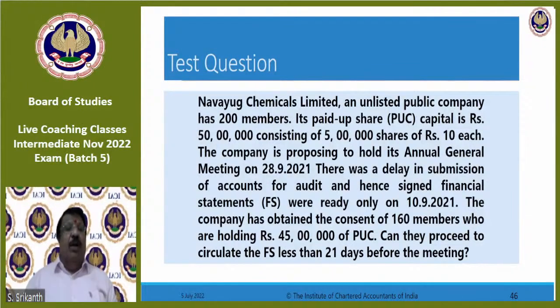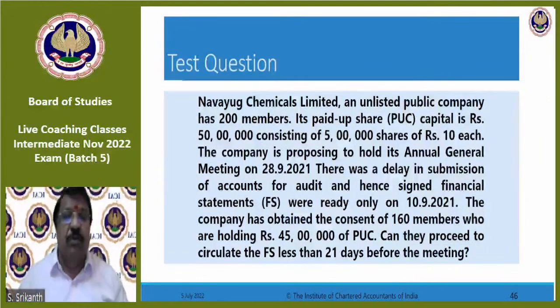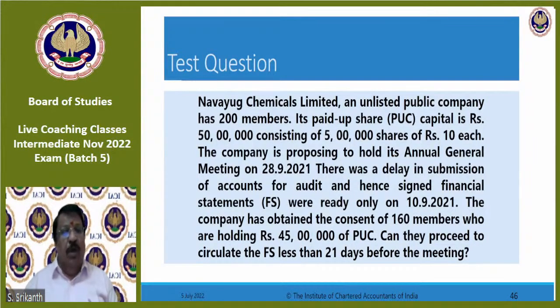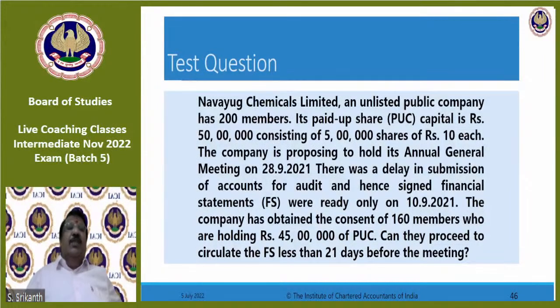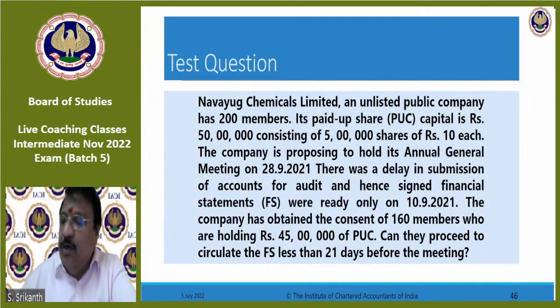There is a delay in submission of accounts for audit, and hence signed financial statements were ready only on 10/9/2021. So 21 days is not possible because we are going to hold it on 28/9. The company has obtained the consent of 160 members who are holding 45 lakhs paid up capital. Can they proceed to circulate the financial statements less than 21 days before the meeting?